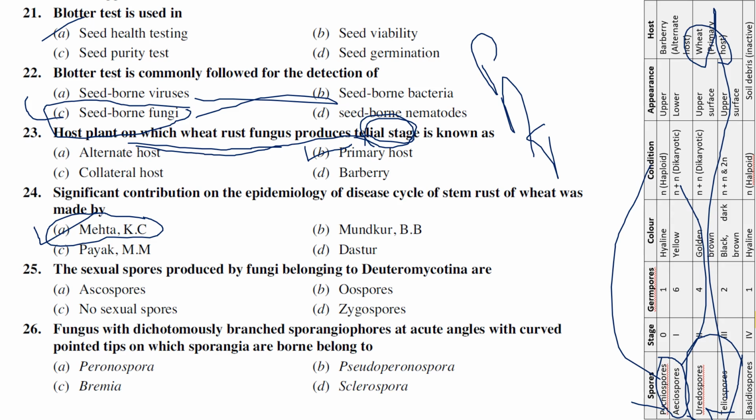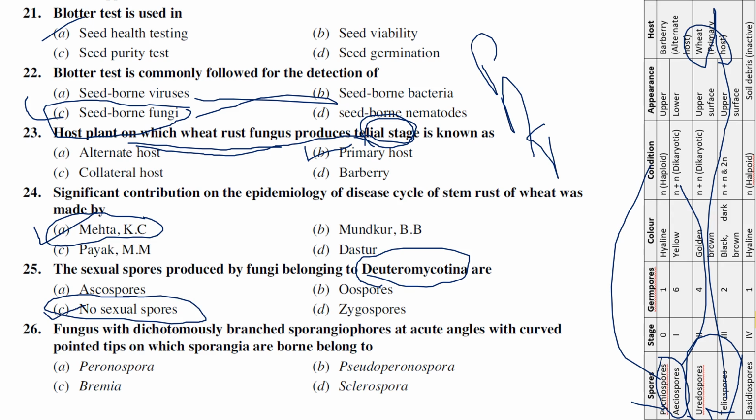Actually, this Deuteromycotina is also known as fungi imperfecti or dustbin fungi, among other names. Generally, these two names are very famous: fungi imperfecti and dustbin fungi, which means it contains no sexual stage and it produces no sexual spores. So the answer is no sexual spores.